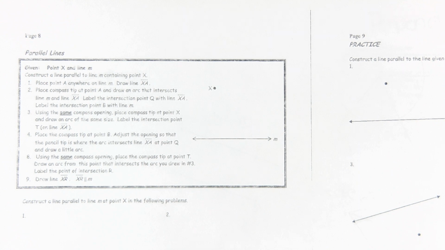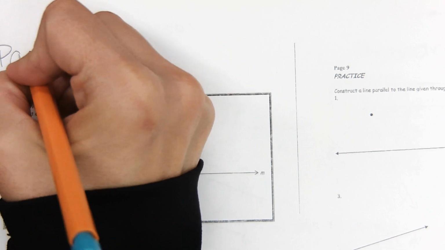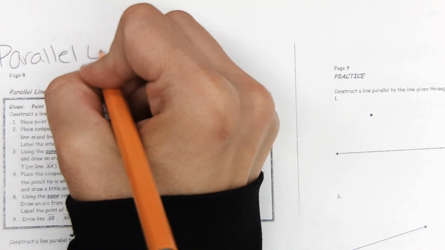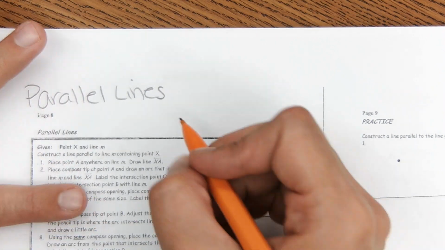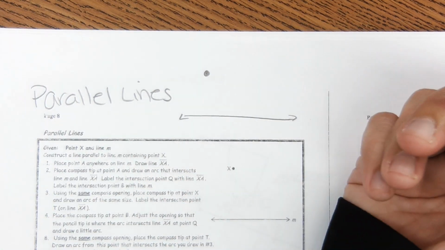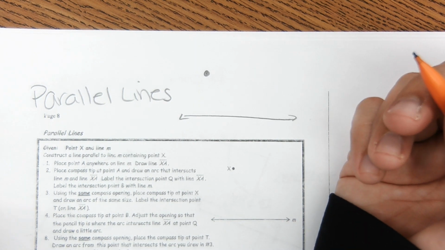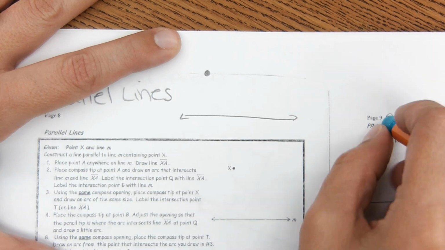Okay. Page 8, parallel lines. So we're constructing parallel lines. In these examples, it'll give us one line, and then it'll give us a point above or below the line. And what it wants us to do is to draw a line parallel to the original through that point.